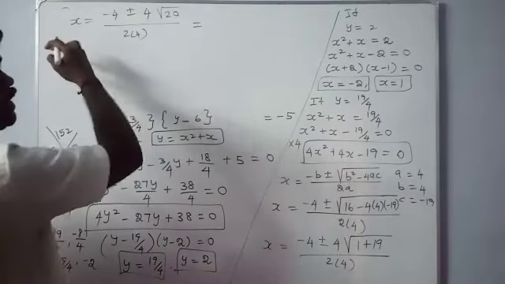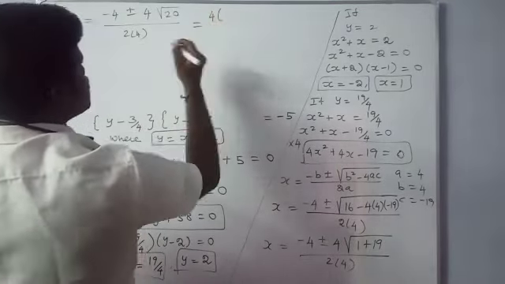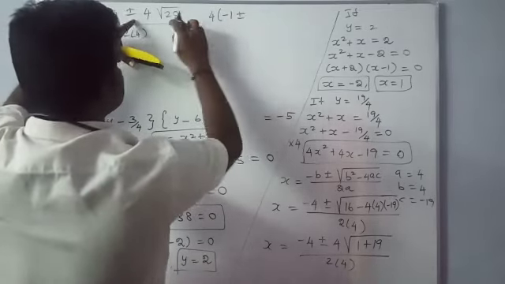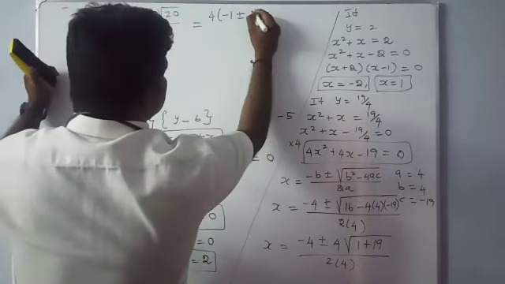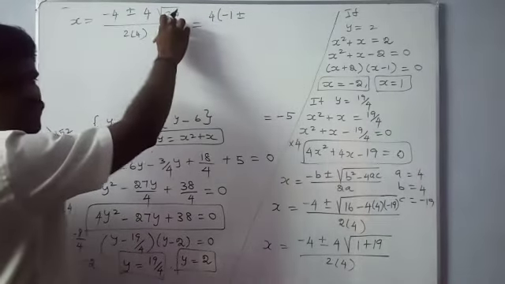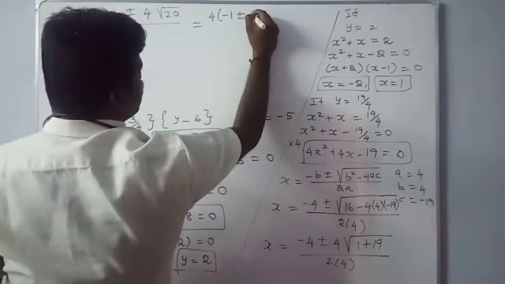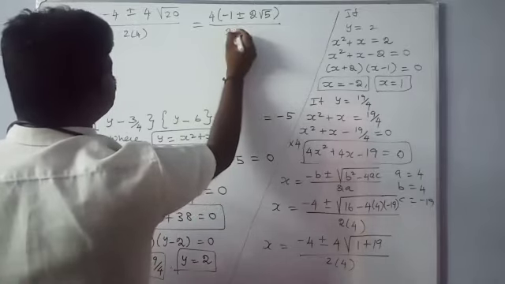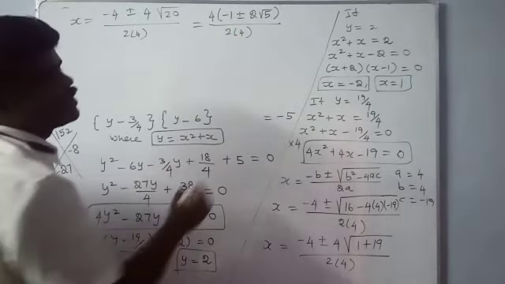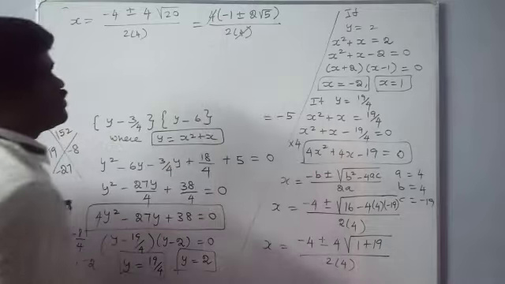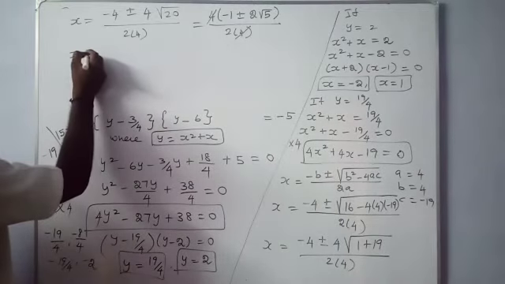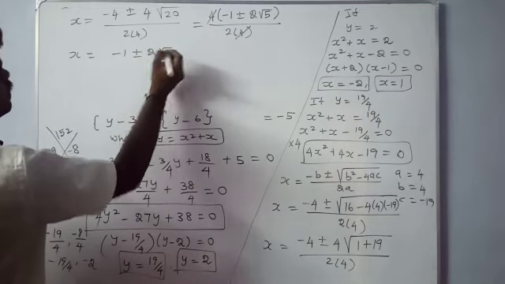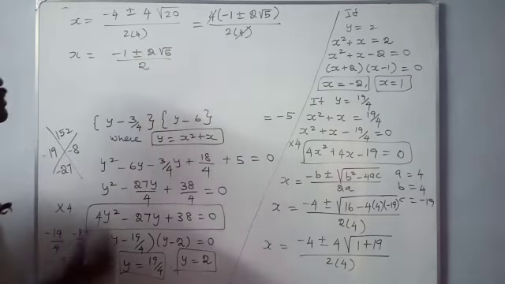Take 4 commonly outside. What is the value? Minus 1 plus or minus, and root 20 is there, so we can separate this 20 as 4 into 5. Take 4 outside, 2 root 5, divided by 2 into 4. Now cancel this 4 and that 4. What is the value? x is equal to minus 1 plus or minus 2 root 5 divided by 2.